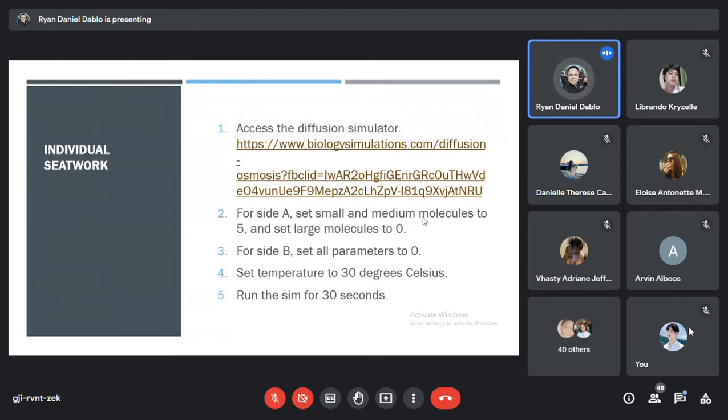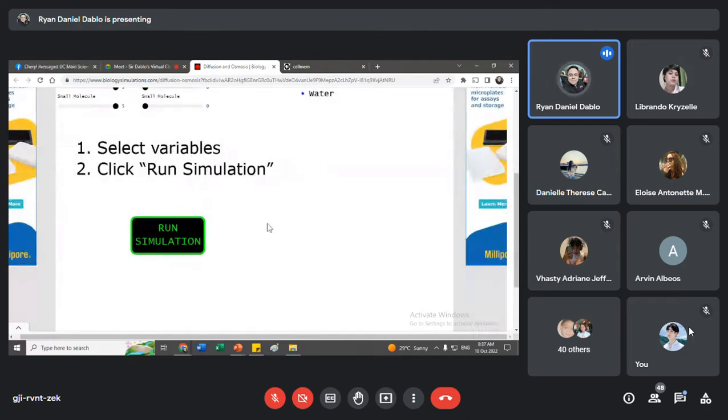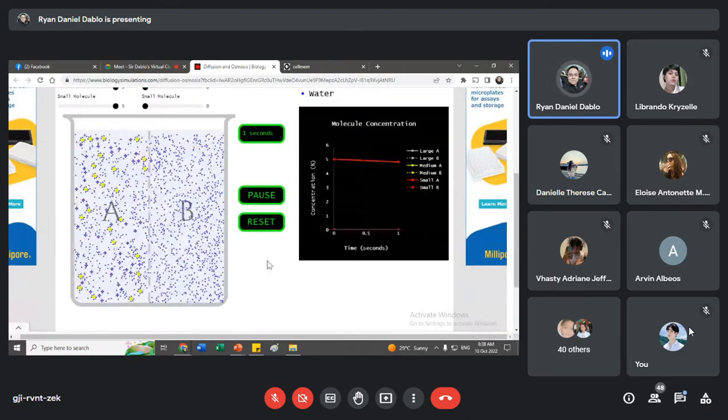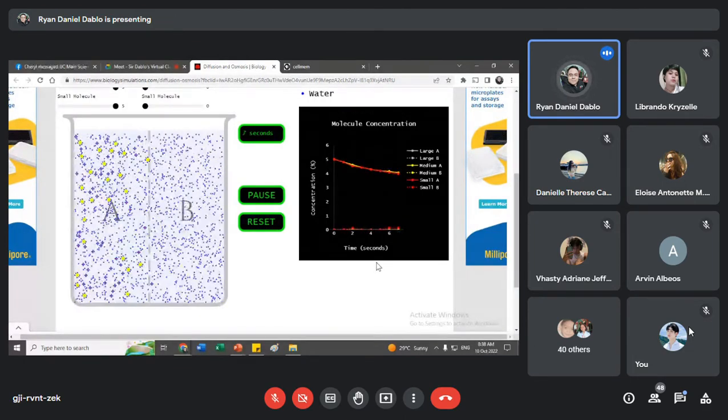So, we have instructions here for side A. You set small and medium molecules to 5, set large to 0, and for side B, all 0, and we set the temperature to 30 degrees and run the sim for 30 seconds, right? I'm going to do that now. So let's see what we can get, right? Small 5, temperature at 30. Take note that the small molecules are designated with a red dot, the medium molecules with a yellow dot, and water molecules with a blue dot. So let's run the sim for 30 seconds and we'll see what happens, which mathematically is expressed in the graph on the right, right?